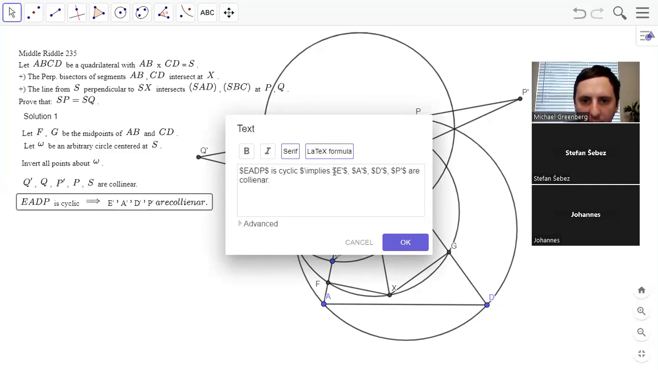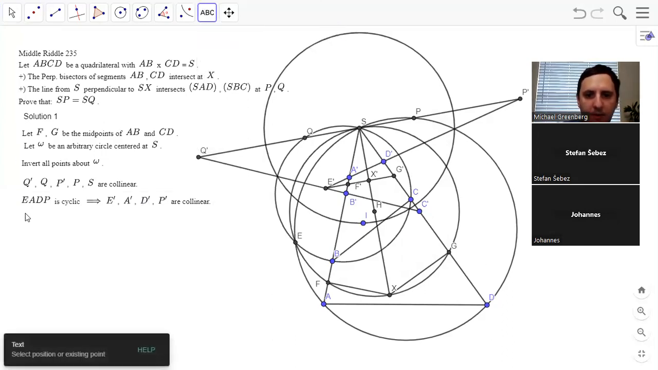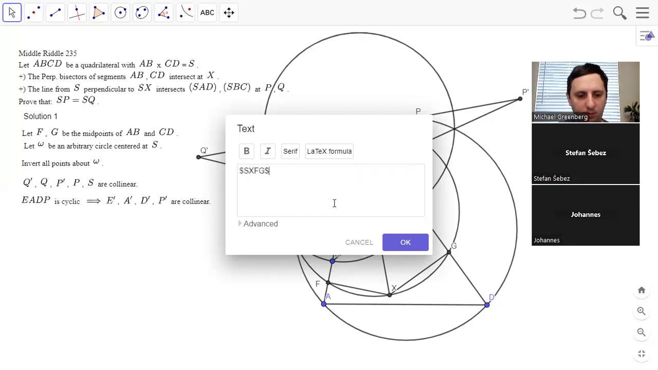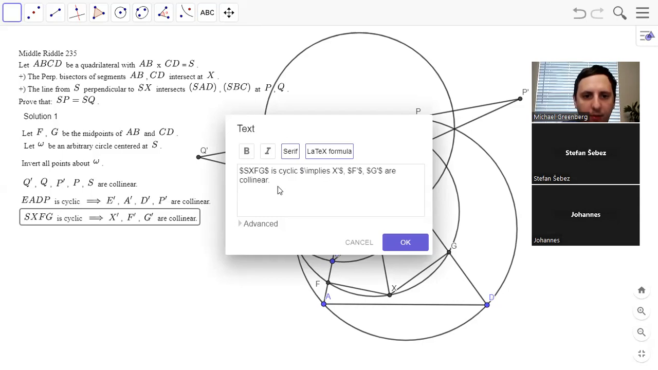Collinear. So SFXG is cyclic, and that means that X, F, and G are collinear, or X prime, F prime, G prime. And so E is also on that.